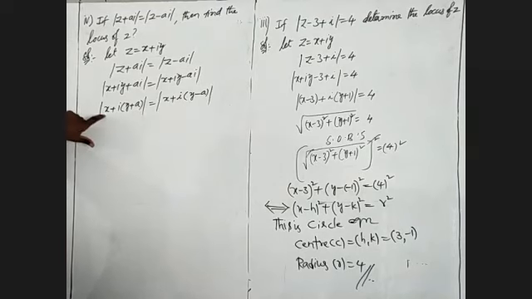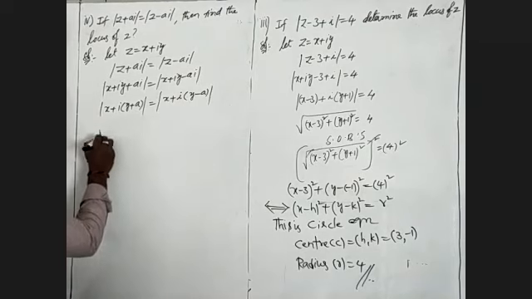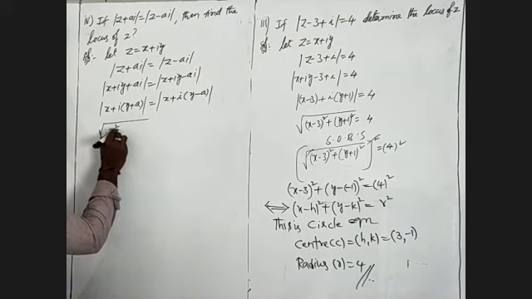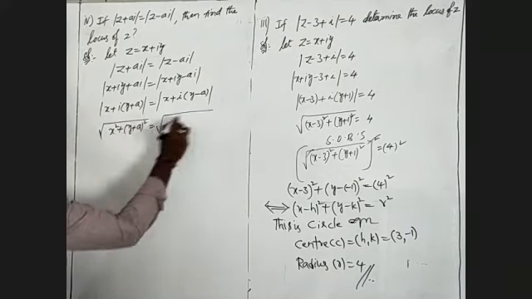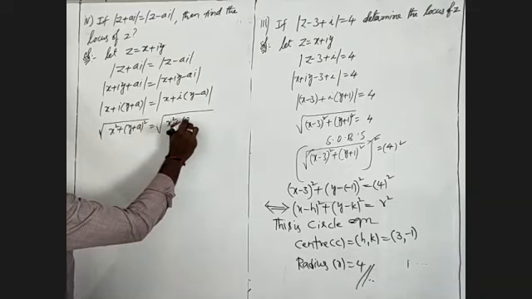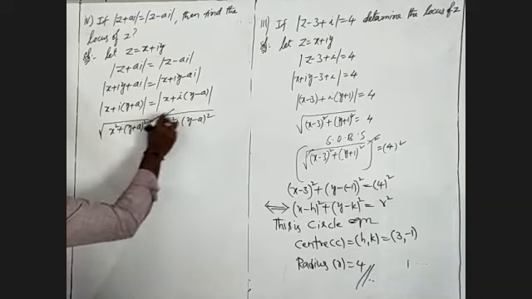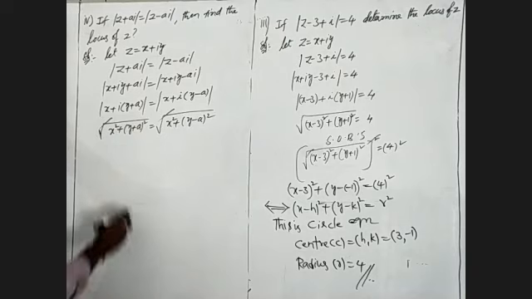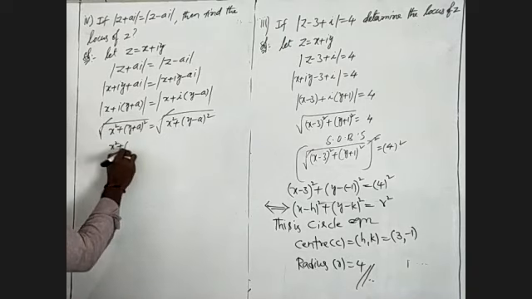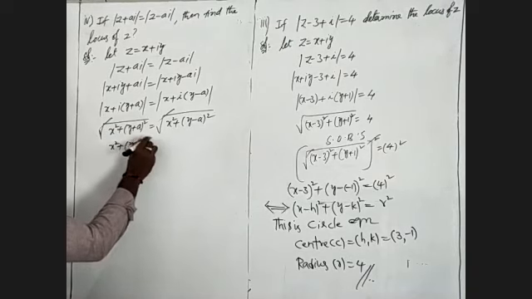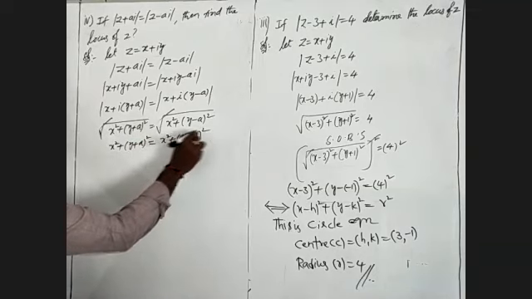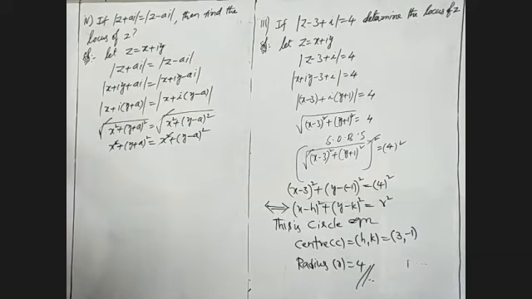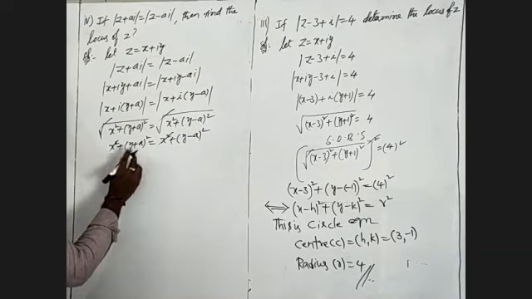When it is of the form mod of x plus iy, that must be written as root of x square plus (y plus a) whole square is nothing but root of x square plus (y minus a) whole square. Both roots will be cancelled, remaining x square plus (y plus a) whole square is nothing but x square plus (y minus a) whole square. x square and x square will be cancelled. Remaining (y plus a) whole square, we have to expand in this one.